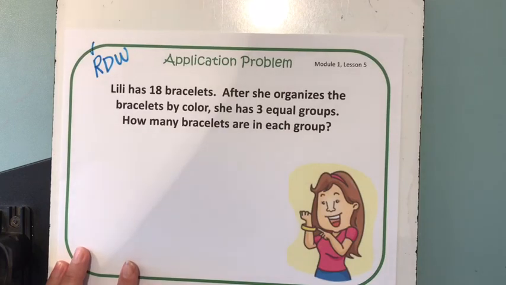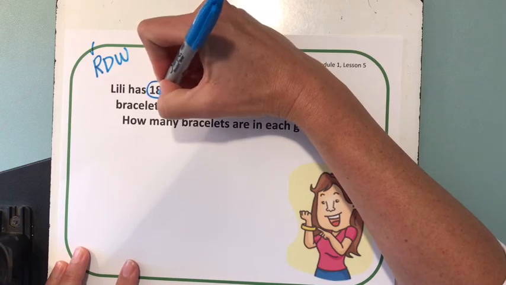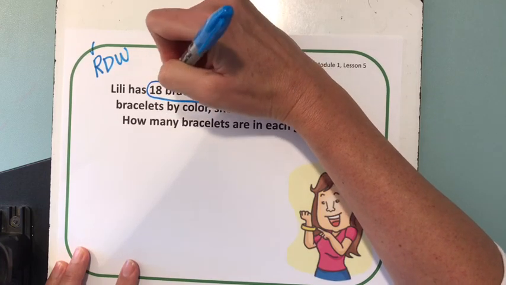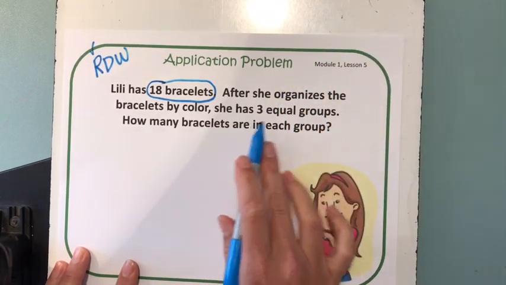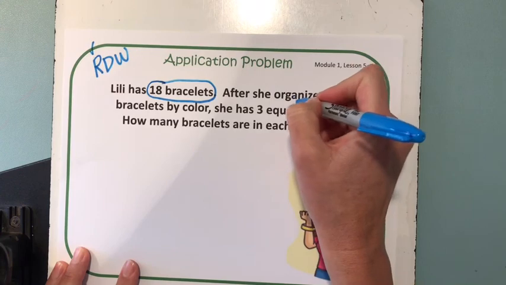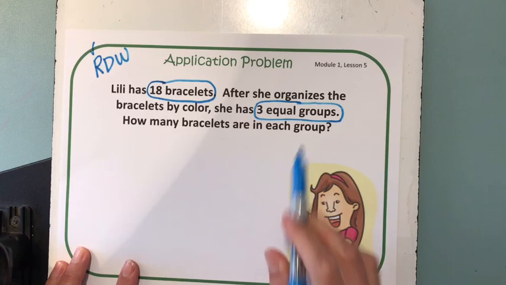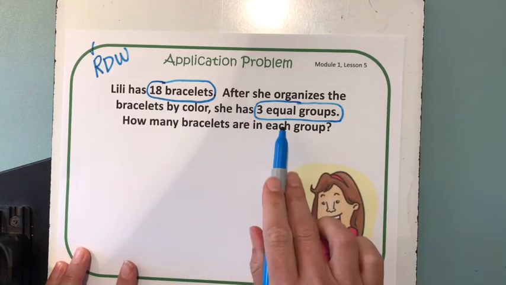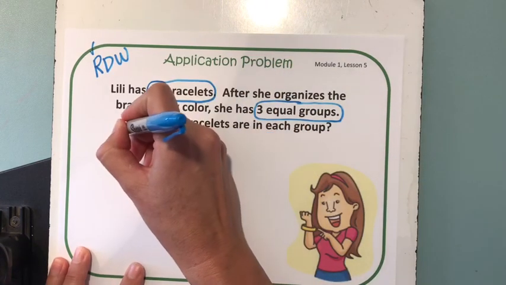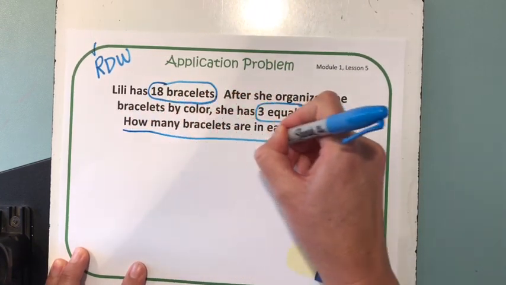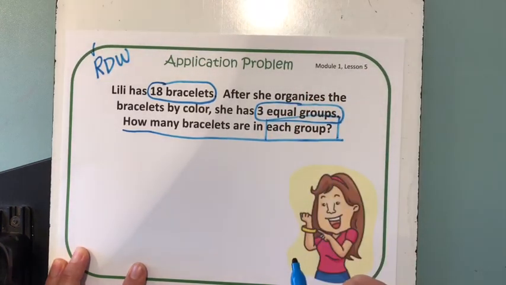But first we want to circle the numbers, the information that we know. We know her total, right, she has 18 bracelets. So we know the total. We know that she has 3 equal groups. So we know the number of groups. And this is what we worked on last Thursday, right? The number of groups. So we know right away that this is probably going to be a division problem. Let's see what the question is. The question is, how many bracelets are in each group? So now we need to figure out the size of the group.